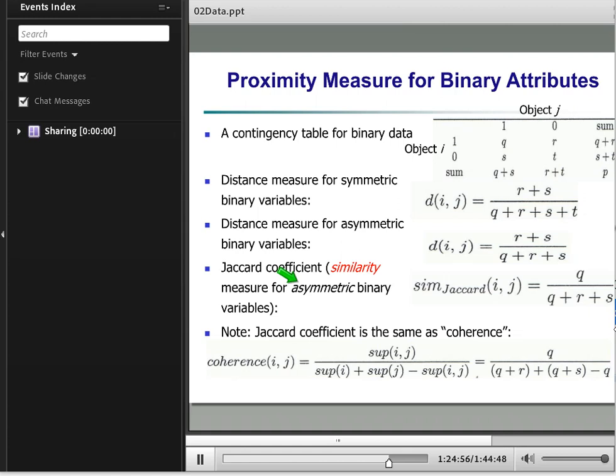If our variables are binary symmetric, we should say Q plus T divided by Q plus R plus S plus T, or 1 minus d of I and J. One more time, if my binary variables are symmetric, then I can say the similarity measure is 1 minus d of I and J.